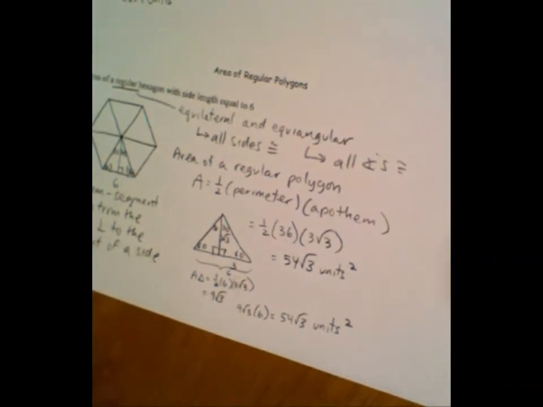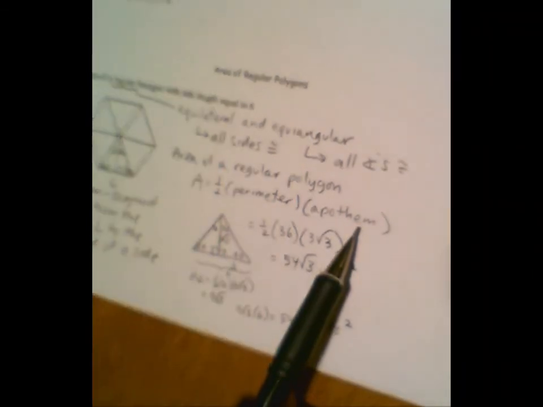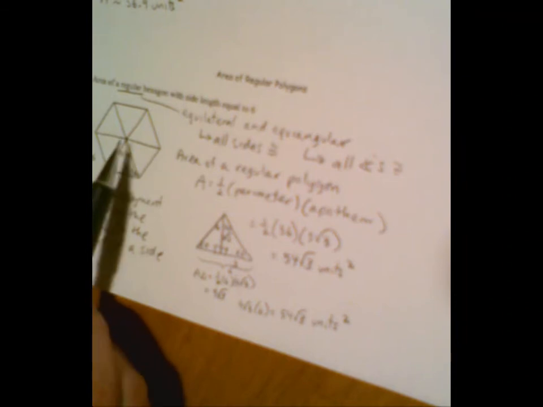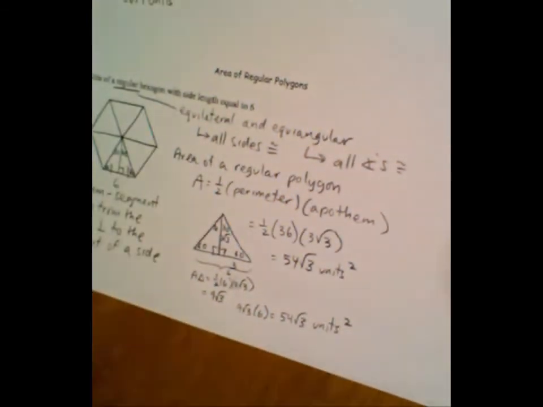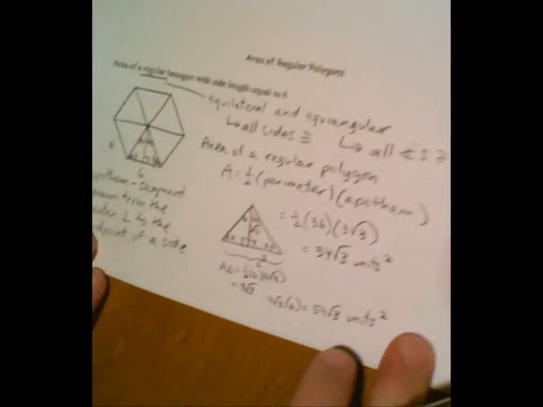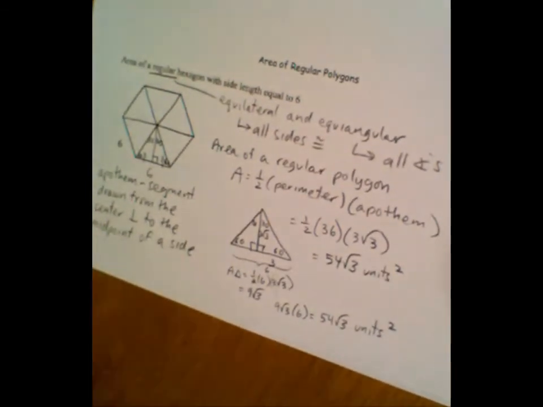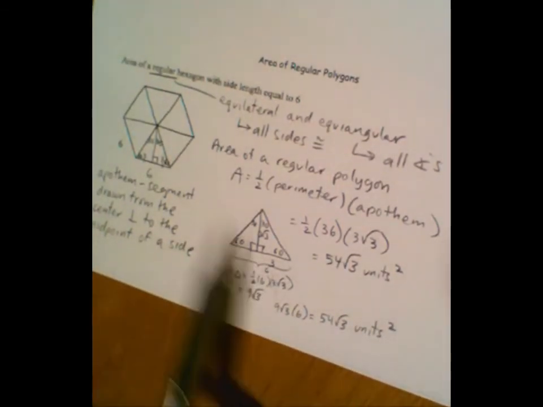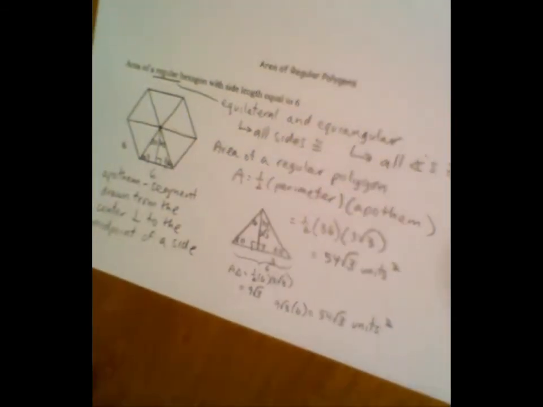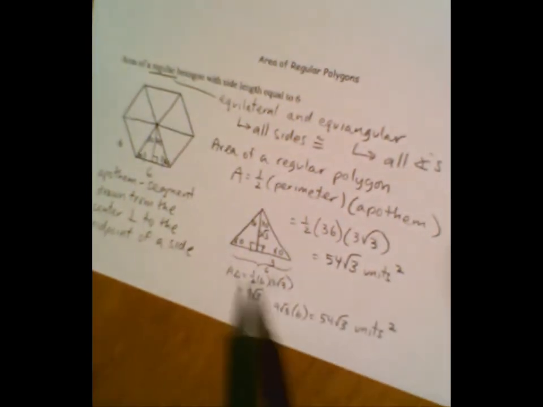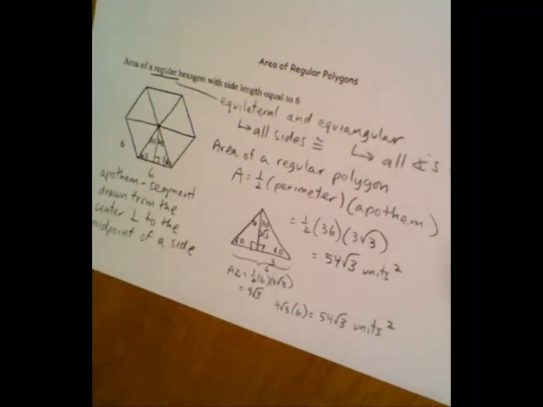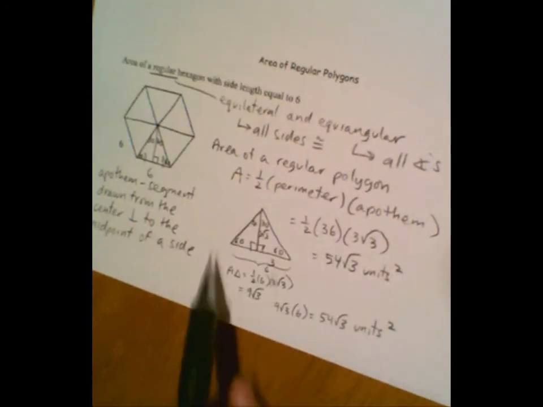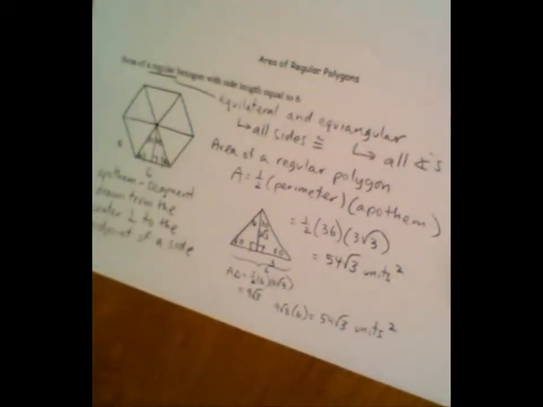Either way we did it, whether we use this formula or whether we found the area of one triangle and multiplied it by how many triangles there are. This is using the area of a regular polygon using 1/2 the perimeter times the apothem. So we could either do it separately like this or just use this formula.